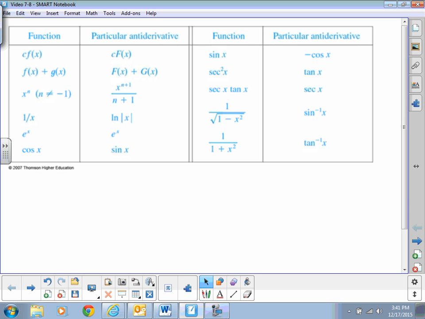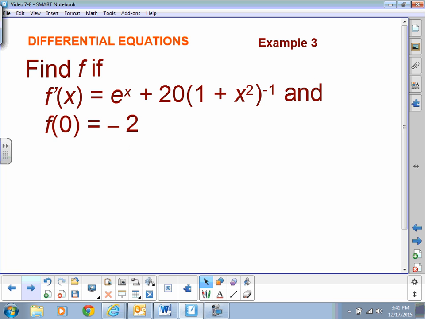All right, here again is the same chart from yesterday's video, and it's also in your textbook. It's all of our different antiderivatives that we will commonly see. So what we'll start looking at in this video is ways we can actually find what that C is that we're adding on the end.